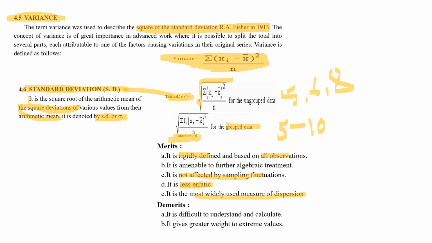Then what is the demerit? Despite so many advantages, it is difficult to understand and calculate. Yes, sometimes it seems difficult. It gives greater weight to the extreme values, it gives more weightage to them. Okay, that is the demerit.